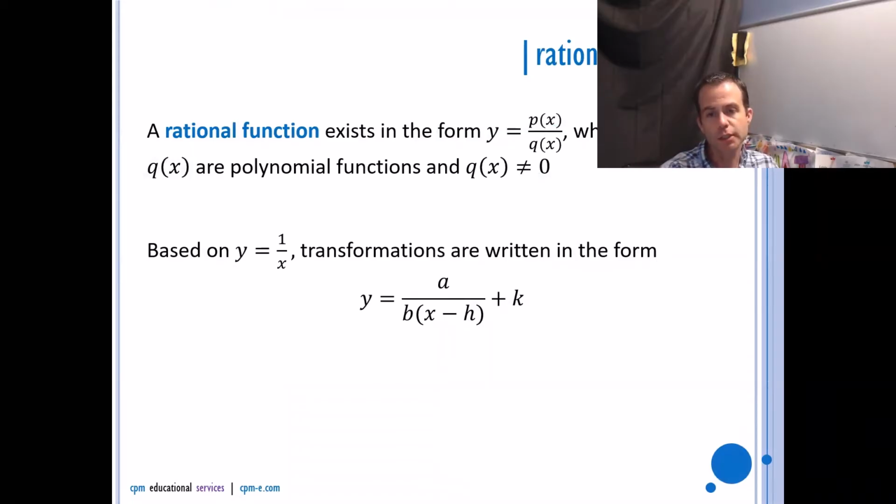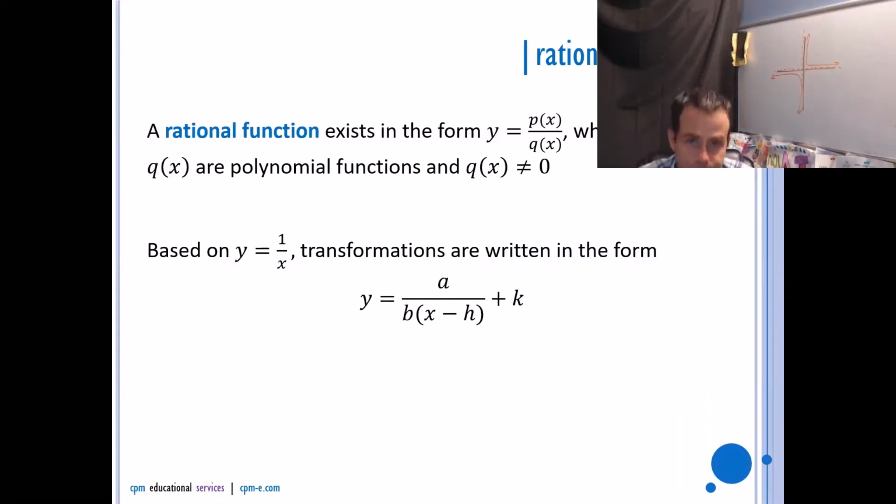Your base function is y equals 1 over x, and then transformations are written in the form y equals a over b, bracket x minus h, plus k, where a, b, h, and k are the same a, b, h, and k that you've always come to know and love. Okay, the quintessential rational function, y equals 1 over x, would look like this, where you have a horizontal asymptote at y equals 0, and a vertical asymptote at x equals 0.